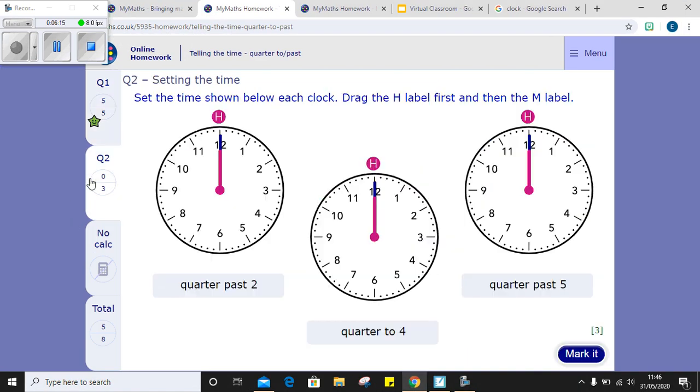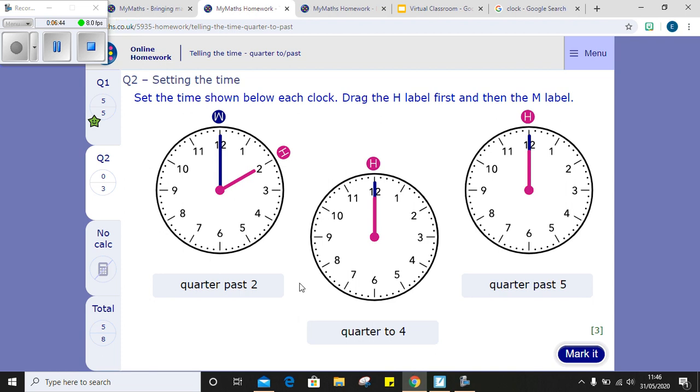Your My Maths work is going to look a little bit like this. So it's the same as what I've just done. So the times I've got, I need to make quarter past 2. So first, to move it, I need to grab this H up here, standing for hour. So my minute hand moves as well, but it just will.